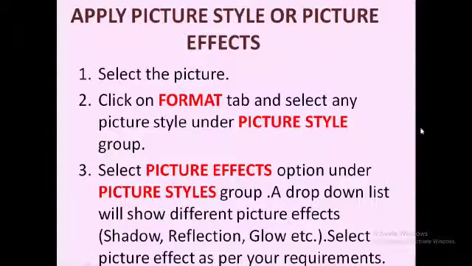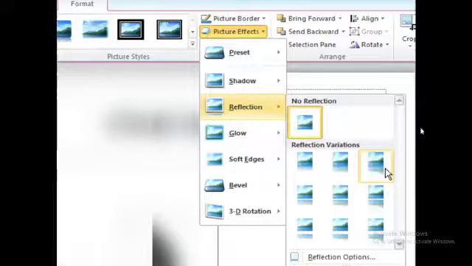Next, I will tell you how to apply picture style or picture effects. For this, you have to select the picture. Then you will click on the Format tab and select any picture style under the Picture Styles group. Then you will select Picture Effects under the Picture Styles group. A drop-down list will show different picture effects like shadow, reflection, glow, etc. Select the picture effect as per your requirements.